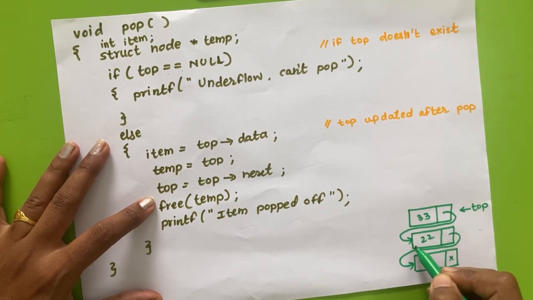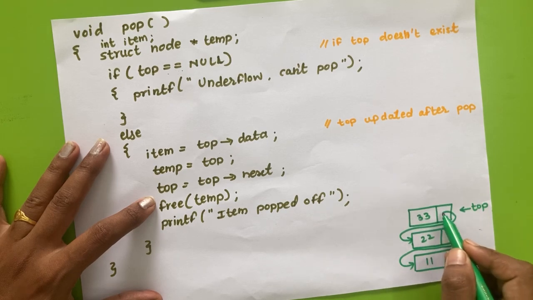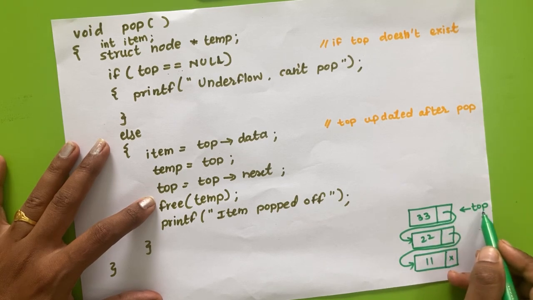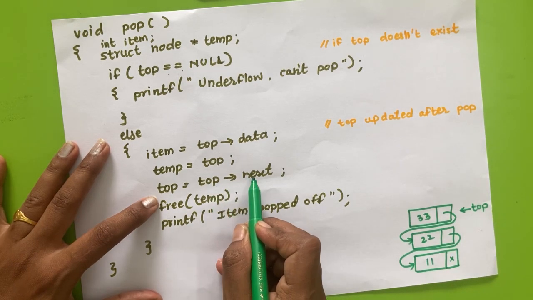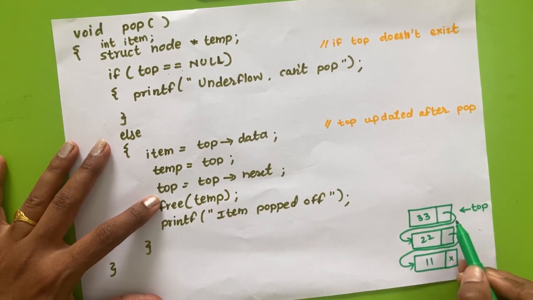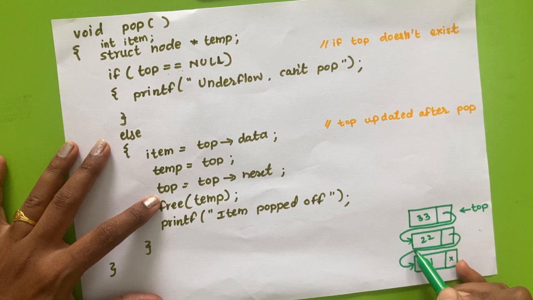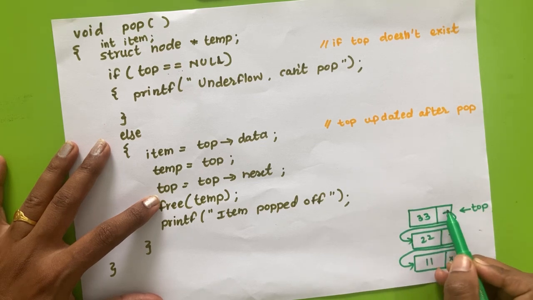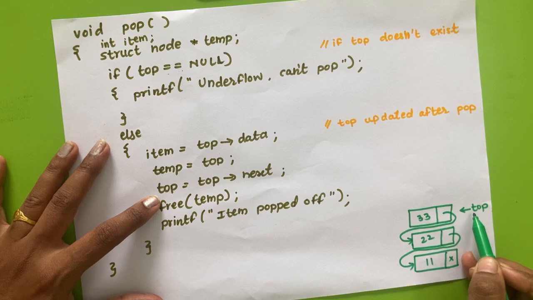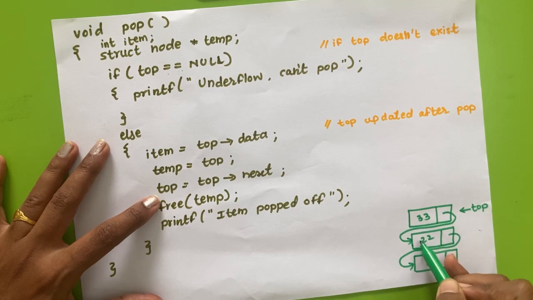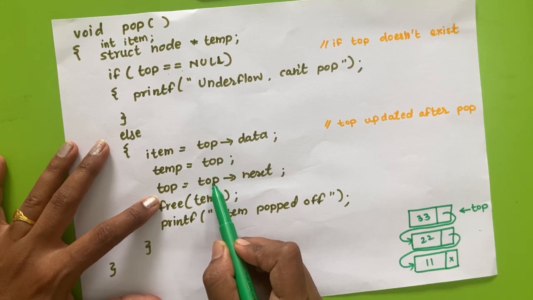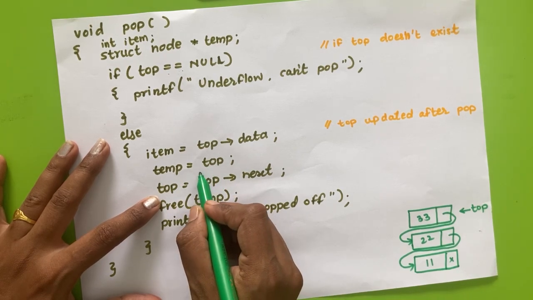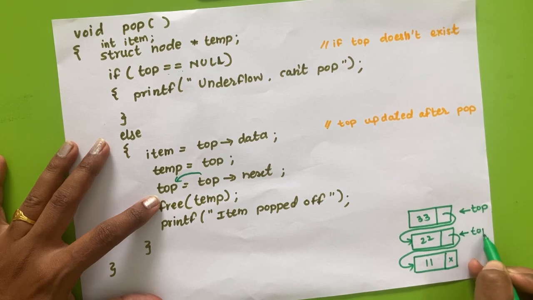But the address of this node is present in the next field of this current top node. So how can I assign this? So top next will work as top now. Its address is stored in this node. So the current top is this node, and its next field is pointing to this node. So now this node will work as the top node. So I have copied the value of top next to the top. So now this will work as a top node.